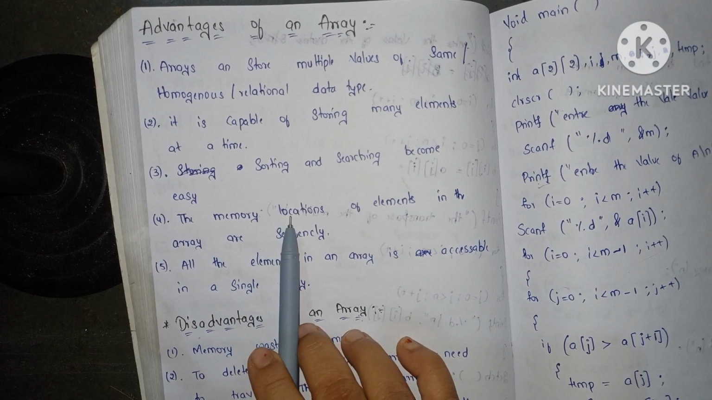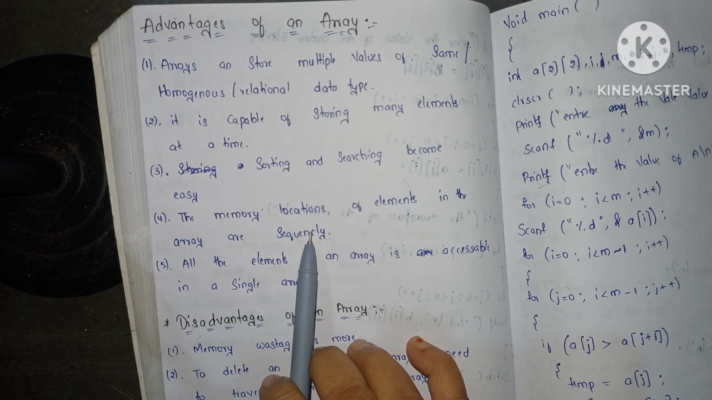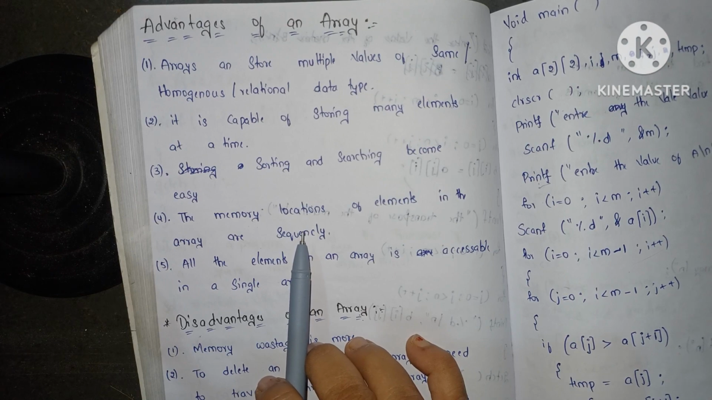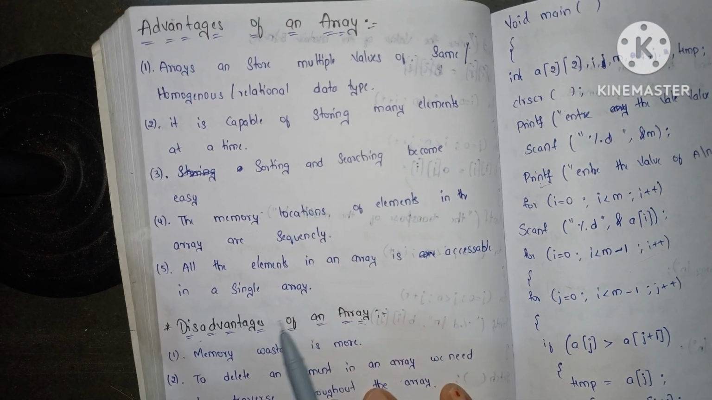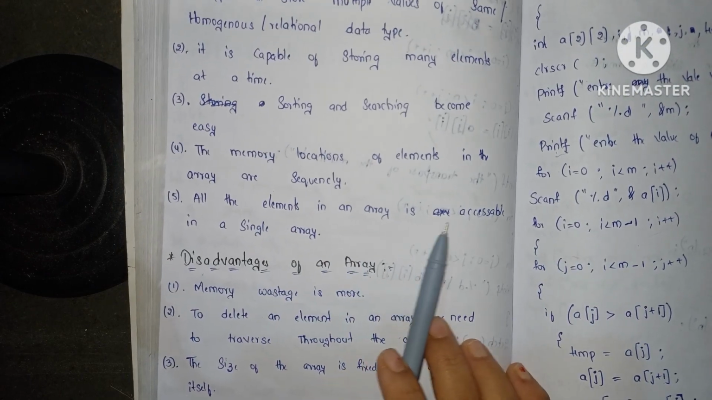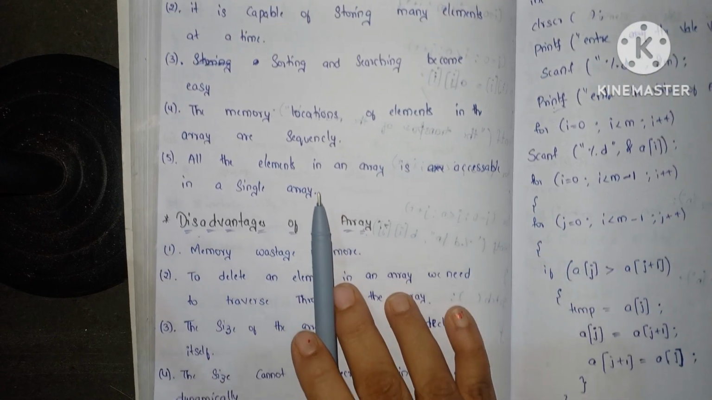Next, the memory locations of elements in an array are sequential. How are the elements stored, how is the memory allocated? The memory is allocated sequentially. All the elements in an array are accessible in a single place. So these are the advantages.